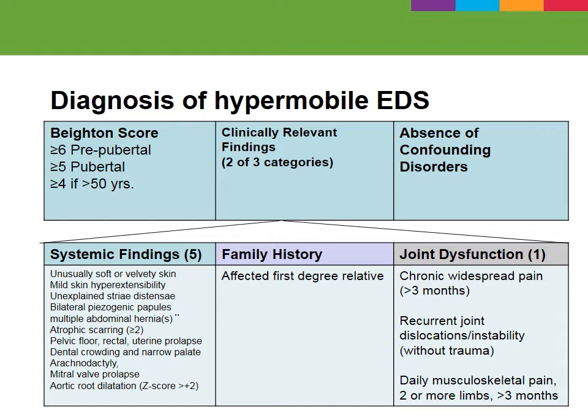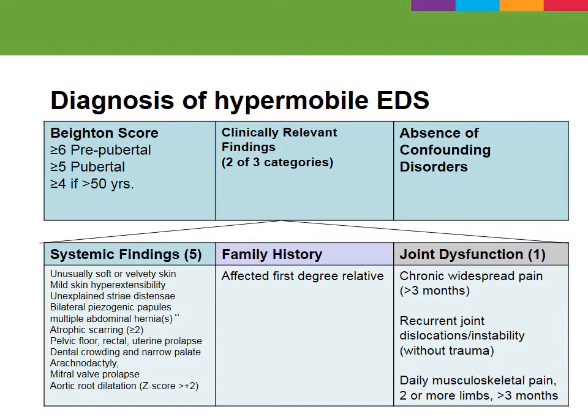The third category is joint dysfunction, which includes chronic widespread pain of more than 3 months, recurrent joint dislocations or instability without antecedent trauma, and daily musculoskeletal pain in 2 or more limbs for more than 3 months. Any one of these 3 possibilities would count to fulfill that third category.